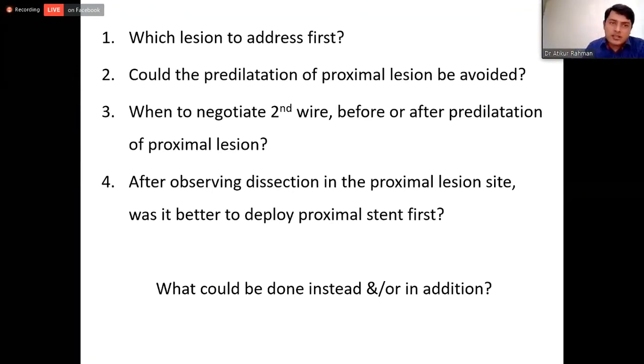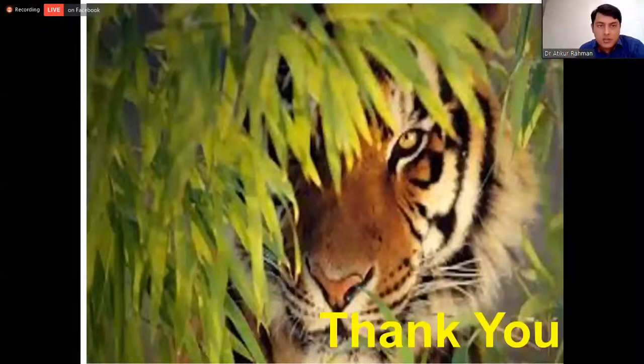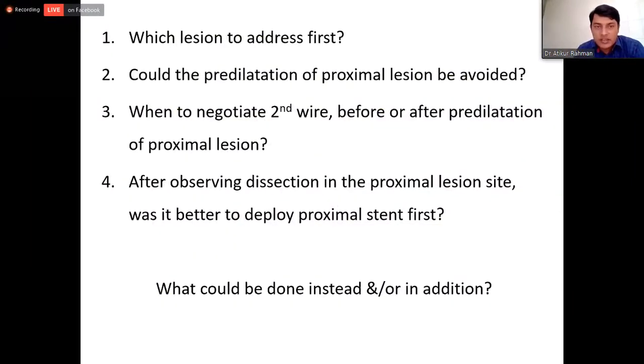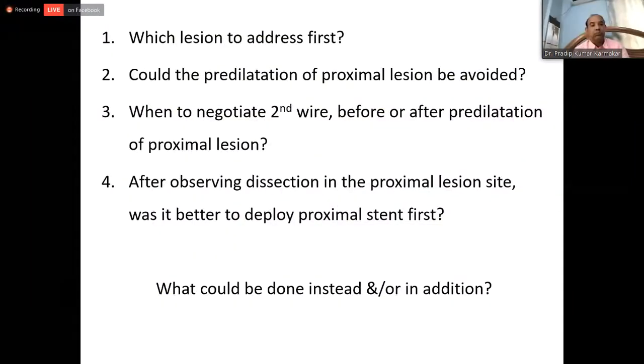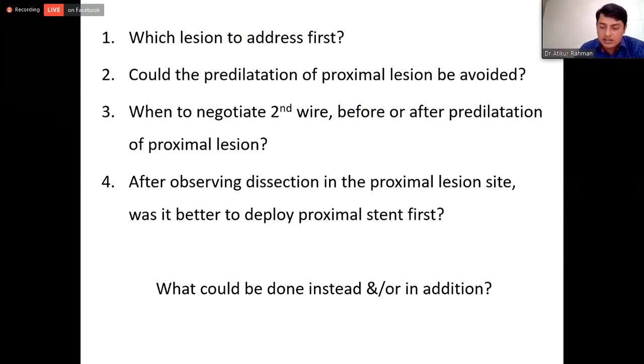Now, there are some questions to be answered. Which lesion to address first? That was our first question. Could the pre-dilatation of the proximal lesion be avoided, as we thought it was 99%? When to negotiate the second wire, before or after pre-dilatation of the proximal lesion? We put it after pre-dilatation. And after observing dissection in the proximal lesion site, was it better to deploy the proximal stent first? What could be done instead or in addition?